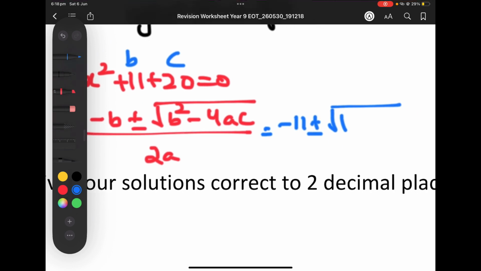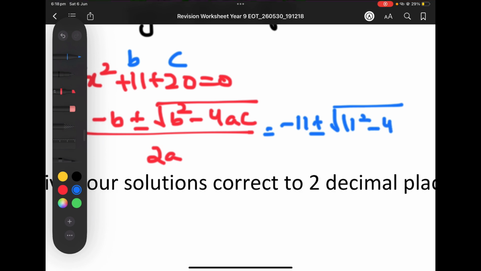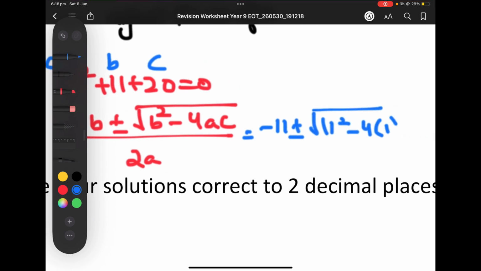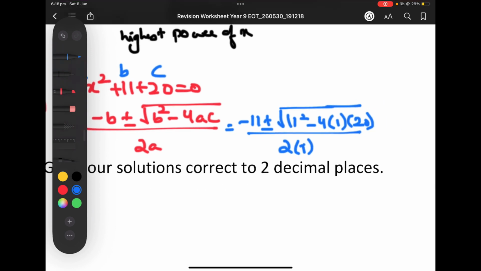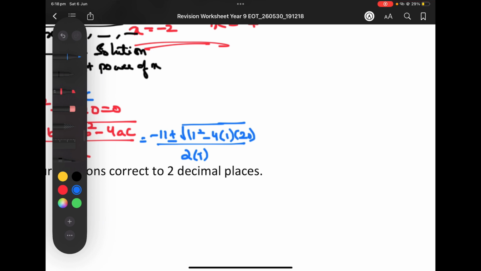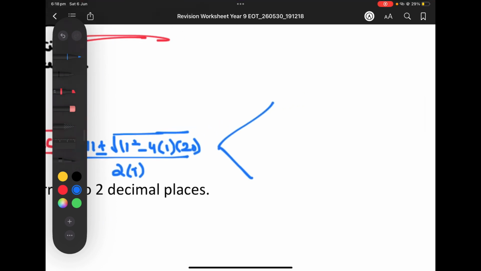b square is 11 square, minus 4 times a. The a value is 1, and the c value is 20 that I have. Okay, divided by 2 times a, that is 1 again. Then I take my calculator. I will split it into two parts. Minus 11 plus root of 11 square minus 4 ones are 4, 4 twos are 8, 80 it becomes. Okay, divided by 2.